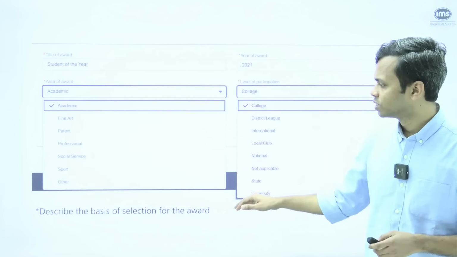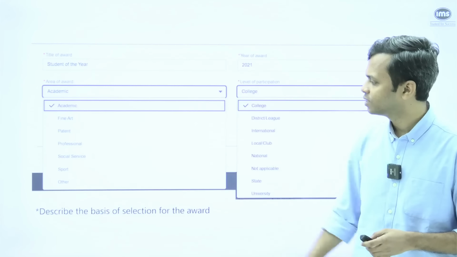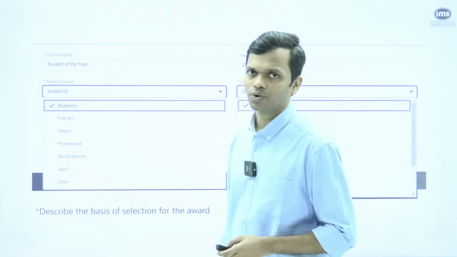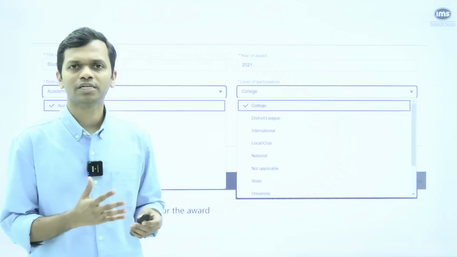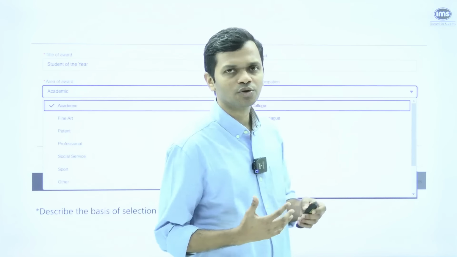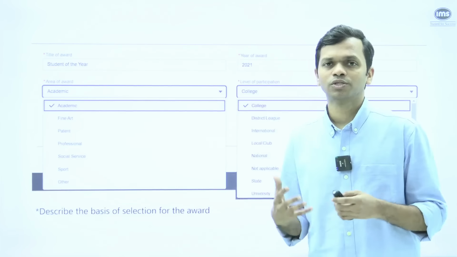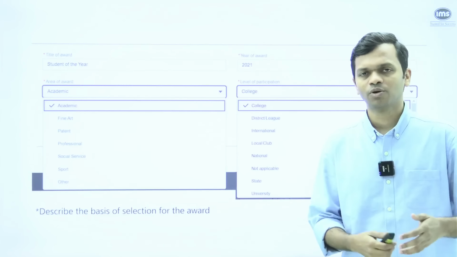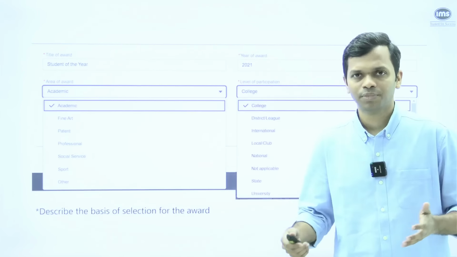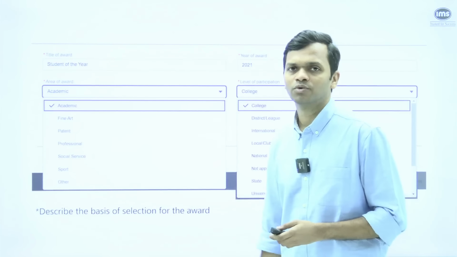Once you do this, there is an open-ended box where you can write the basis of selection for the award. Here you don't have to write a lot, but you basically have to write down what exactly the award was about. If you got a particular thing, why did you get it, or what were the selection parameters, let's say how many students had participated. So for example, stood first out of so many people. That could be a basis. So that is something that you will have to write down.